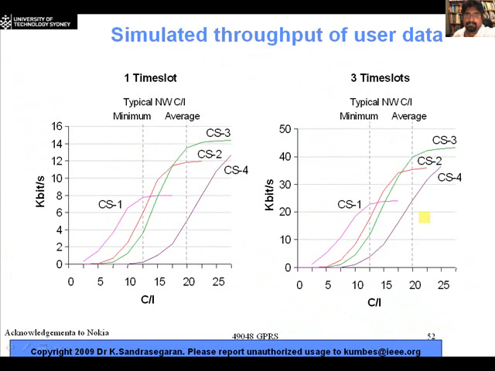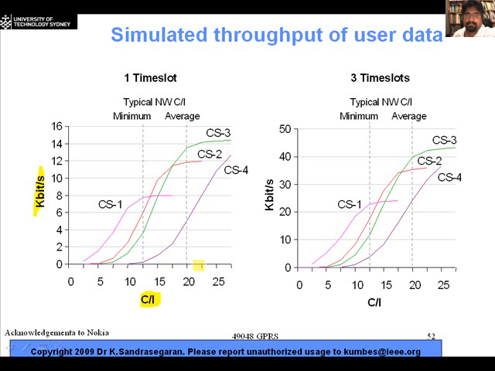Okay, here's another diagram that shows how these various coding schemes perform. On the vertical axis, you've got throughput in kilobits per second, so that represents increasing throughput. And on the horizontal axis, you've got carrier to interference. If there is a high carrier to interference ratio, that means your carrier signal is quite strong compared to the interference that you're getting.